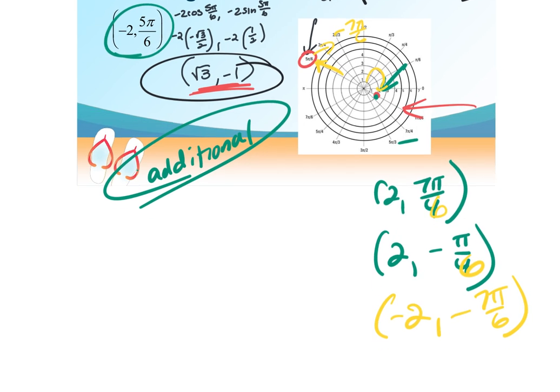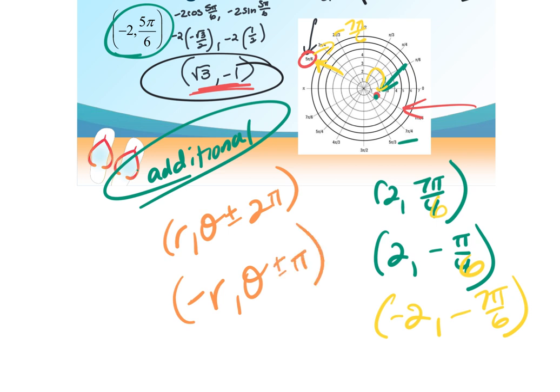But if I didn't understand how to find them looking at the graph, then the tricks are: keep your r the same, take theta, add and subtract 2 pi. Change the sign on r, add and subtract pi. So it's going to ask you to do all those things. Know how to graph it, know how to convert it, know how to find additional points. Make sure you know how to do all those things. And then also make sure you know how to go from rectangular back to polar.